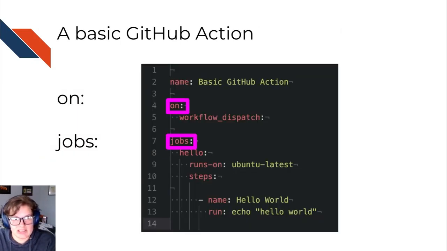So, basics of a GitHub action then. There's the on part of the GitHub action. That's the when should this run? And then there's the jobs part of the action. That's the what should actually run.